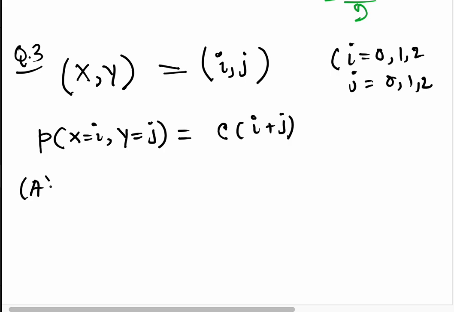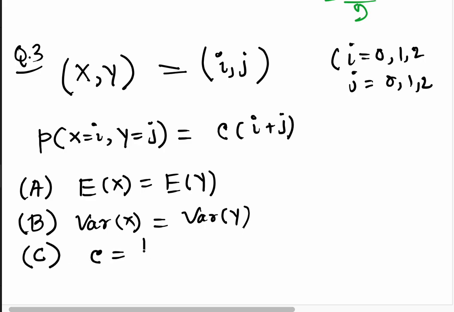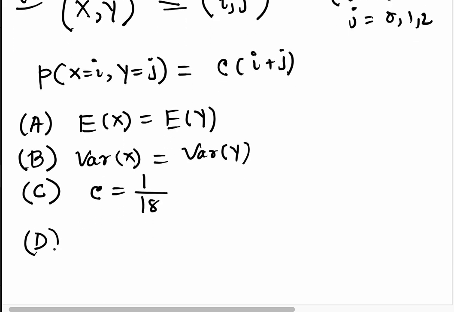Now, it is asked which of the following options is not correct. Option A is expectation of x equal to expectation of y. B is variance of x equal to variance of y, and C is small c equal to 1 by 18, and D is expectation of x equal to 2/3.